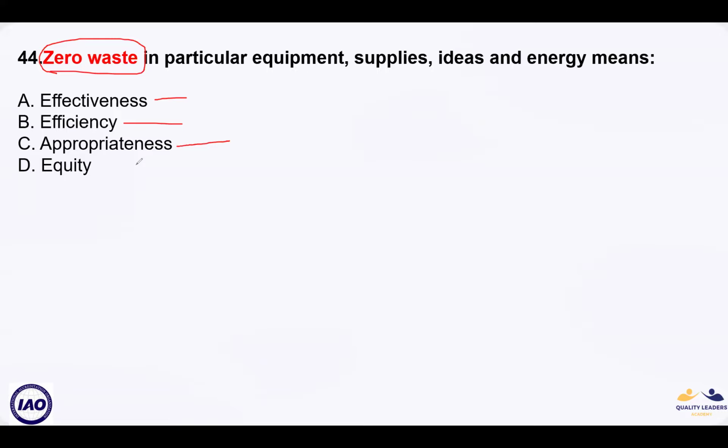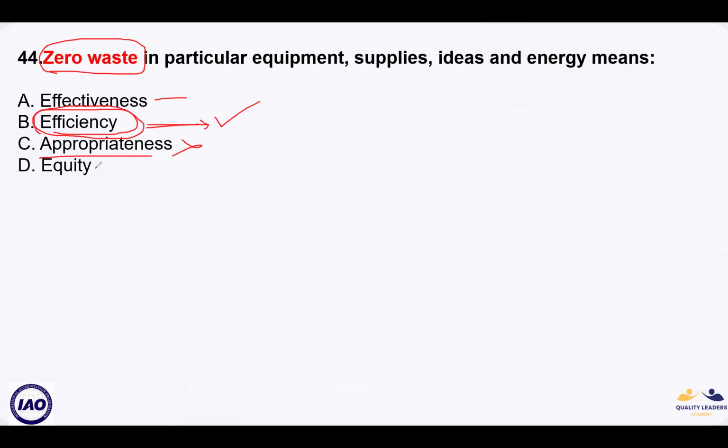Sorry, efficiency. This is not efficacy. This is efficiency, right? So efficiency is optimal utilization of resources. So here the focus is on reducing the wastes. So this is the right answer. Appropriateness, no, we have already seen this is not related to appropriateness as well.